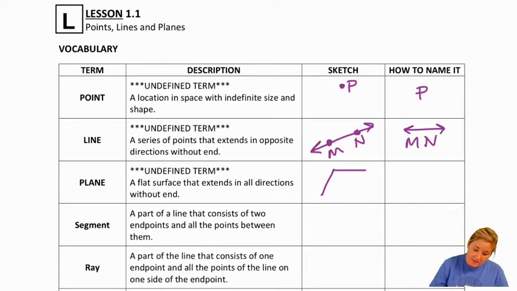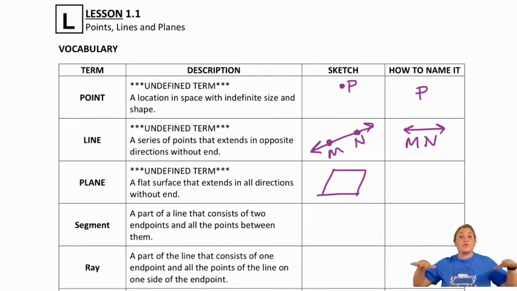A plane is a flat surface that extends in all directions without end. So a plane is like the surface of your desk. That is the best definition I can give you of a plane. So when you talk about a point or a line on a plane, you're talking about it being on a desk. So a point on your desk, or a line segment on your desk, or a line on your desk, that's on a plane.